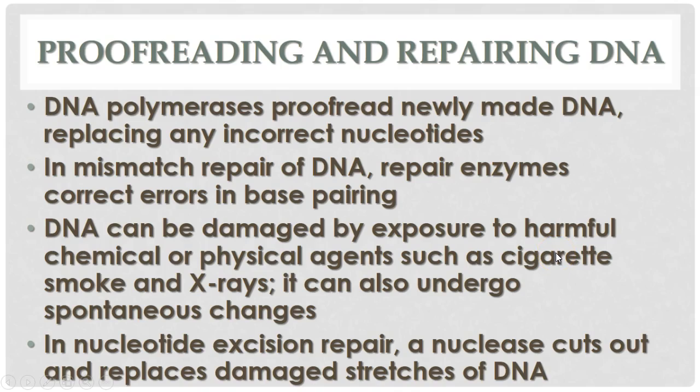Now, DNA polymerases are also involved in proofreading the DNA to repair incorrectly placed nucleotides. They're going to correct those errors in base pairing most of the time. There are damages or mistakes that sometimes do not get caught. So there are things like cigarette smoke and x-rays and various other kinds of mutagenic agents that can cause these mistakes to occur. Sometimes the mistakes are just spontaneous changes, but you have basically a nuclease enzyme that cuts out the damaged stretch of DNA and repairs it.